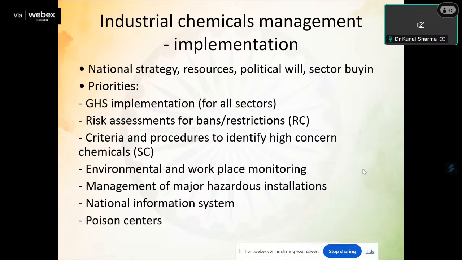Again, the Rotterdam Convention talks about risk assessment for bans and restrictions. If it is banned, why is it banned? What is the potential risk? What will be the effect on the community? And all these things are there. Criteria and procedures to identify high concern chemicals. Again, it talks about the Stockholm Convention. Environmental and workplace monitoring, management of major hazardous installations, national information systems, and poison centers. So priorities are very clearly listed that all these things should be there, and when we focus upon the international conventions, all these criteria should be taken into the picture. It is not like that we are focusing upon one part and the other part is missing. So all these things are there.